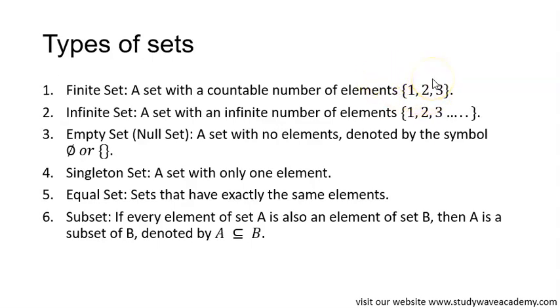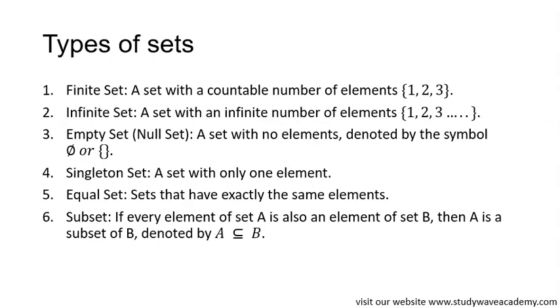Then the infinite set is a set with an infinite number of elements. This is an example of a set with an infinite number of elements, when a set goes on forever, okay? Can you see the difference? Here it has a stop, but the infinite set doesn't. It keeps on going. This dot means it keeps on going, okay? The set keeps on going forever and ever. Do you understand that?